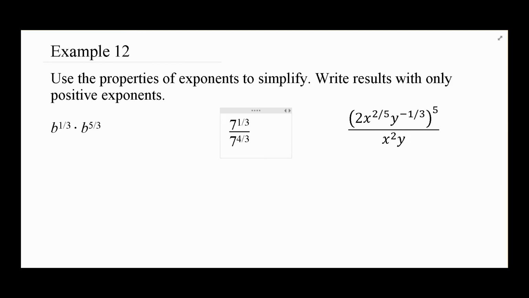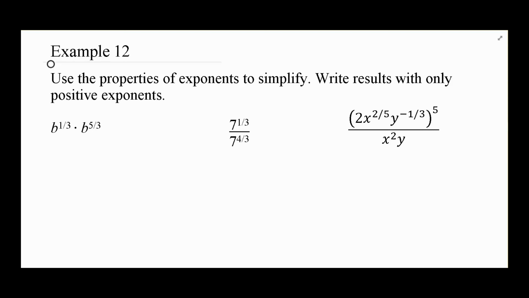So in this example, we're going to follow the directions: use the properties of exponents to simplify and write results with only positive exponents. Again, start a new flashcard. Now, when we're using the properties of exponents to simplify, this is nothing new to this course at all. All you're doing is the exact same thing you did in your previous math course. Now, these exponents are fractions, sure, but we're not even using the fact that they're fractions. We're just going to simplify these down using the same rules as you used in your previous math course.